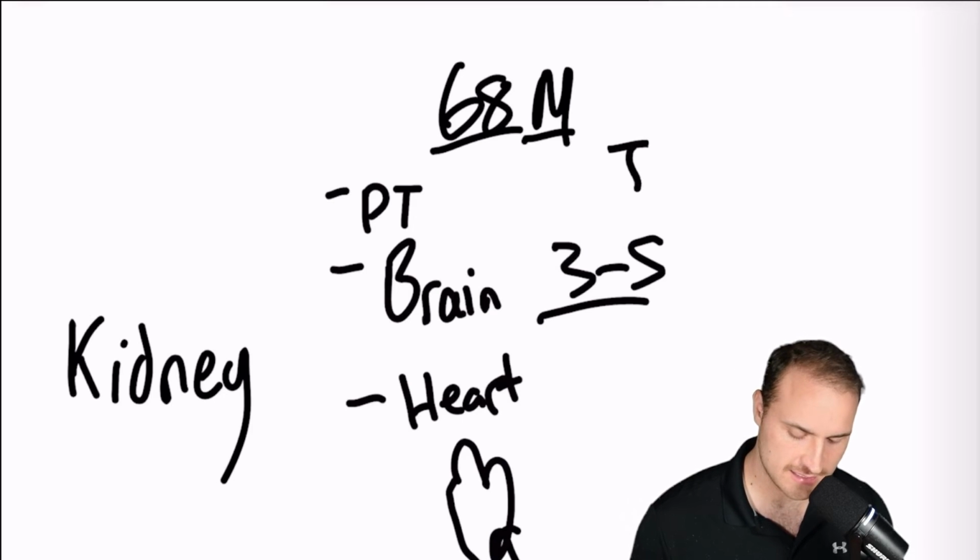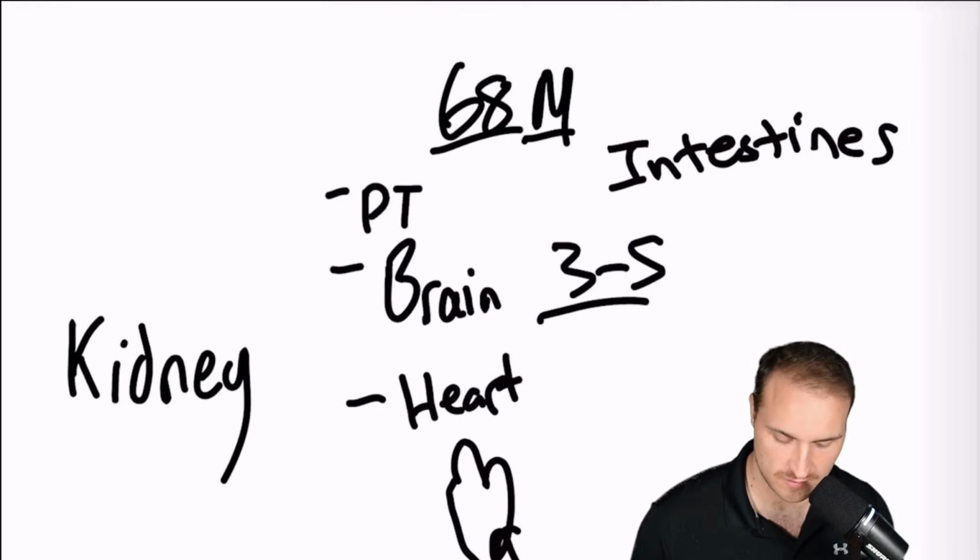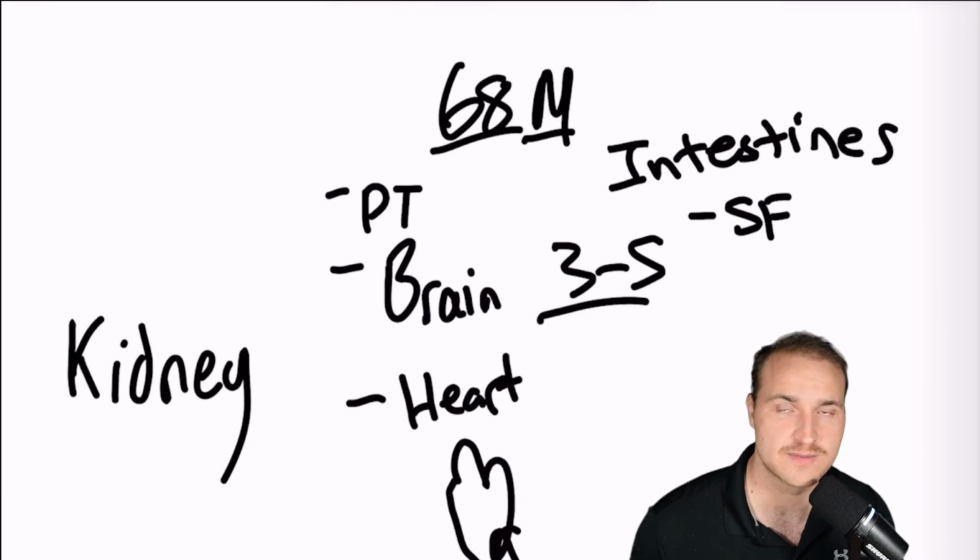Okay, now how about the intestines? There are some watershed areas that are vulnerable. One is the splenic flexure region. That's between the SMA and the IMA. Another is the rectosigmoid junction. That's between the IMA and the hypogastric. It's poorly perfused, so with hypotension you get ischemic colitis in the elderly and post-op patients.